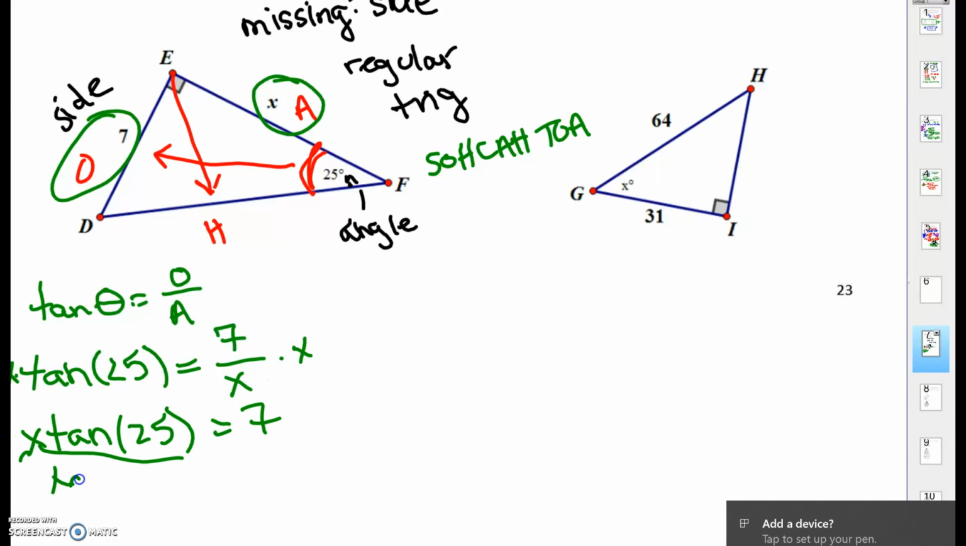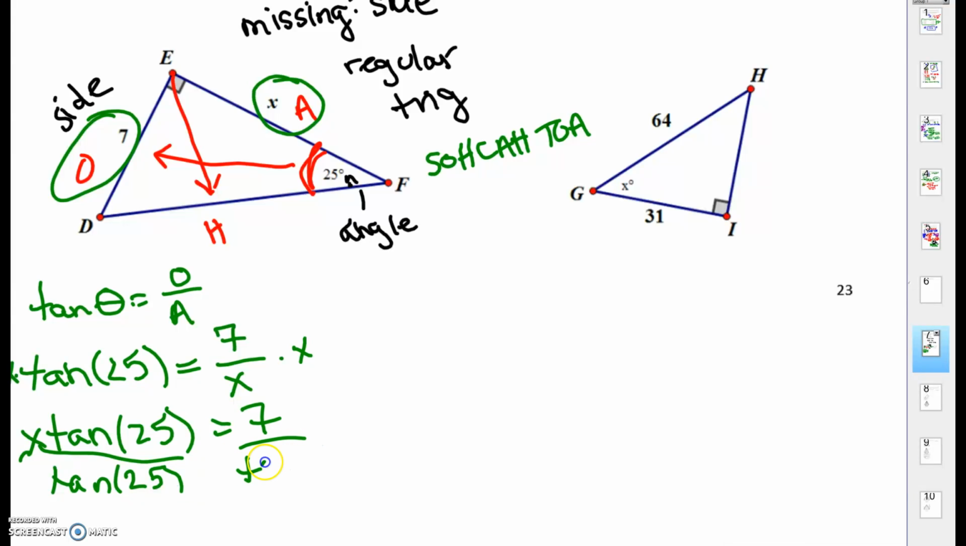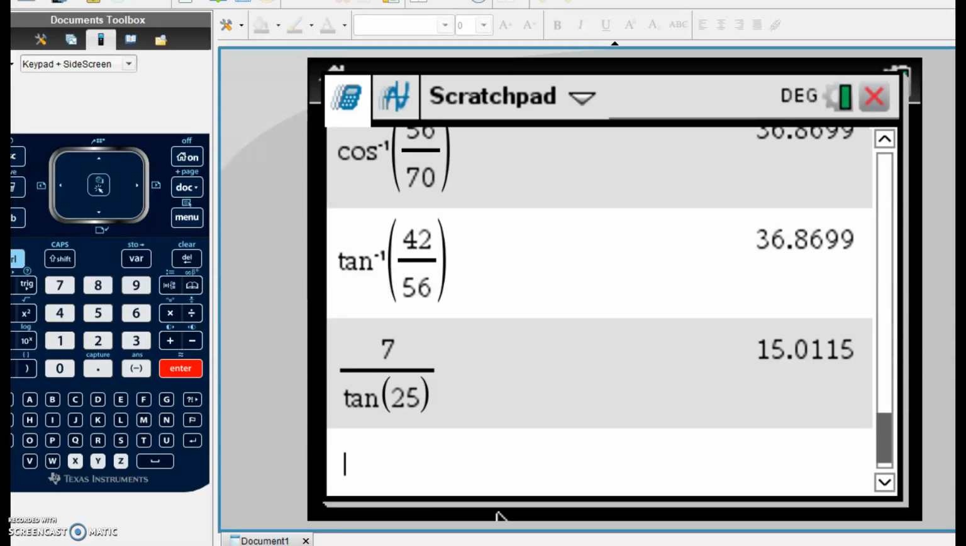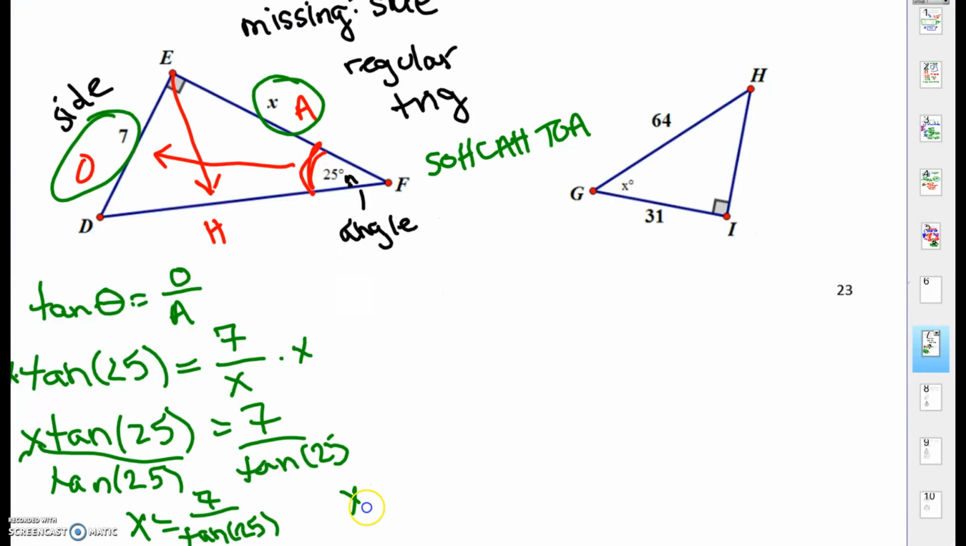Divide both sides by the tangent of 25. So we get that X equals 7 divided by the tangent of 25 degrees. When we plug that into the calculator, 7 divided by the tangent of 25 degrees, I get 15.01, so we'll just call it 15.0. X equals 15 units.